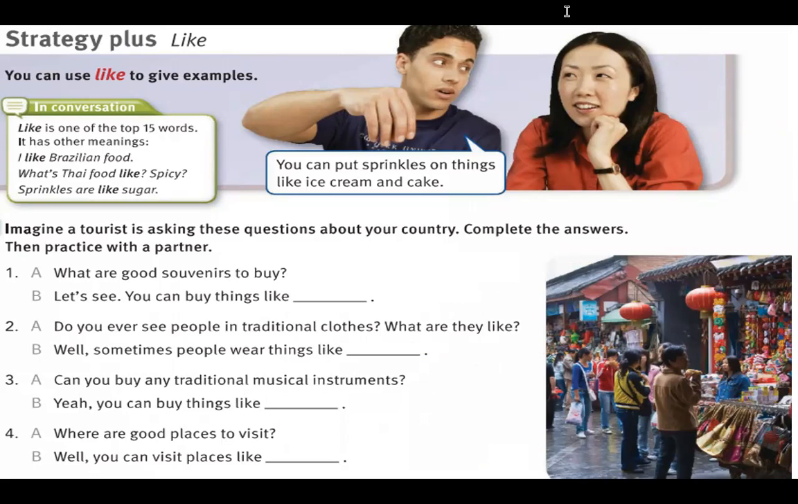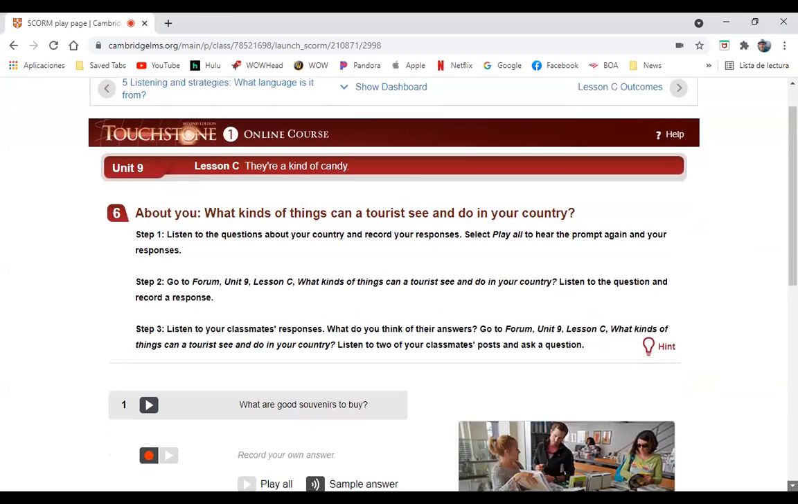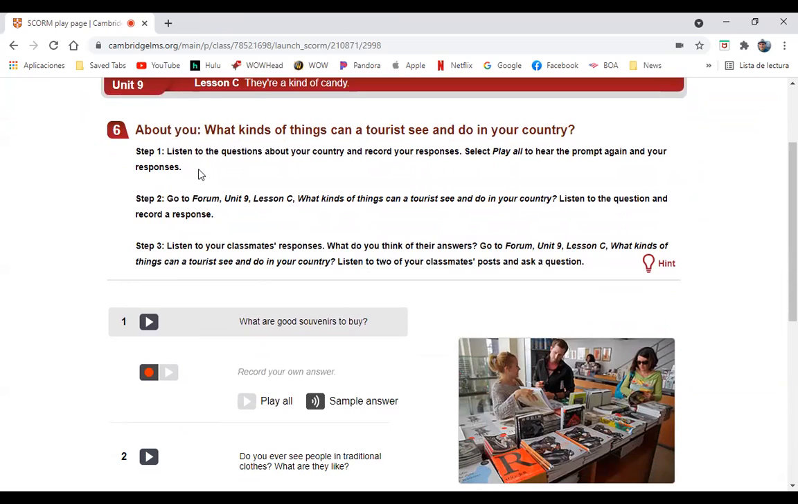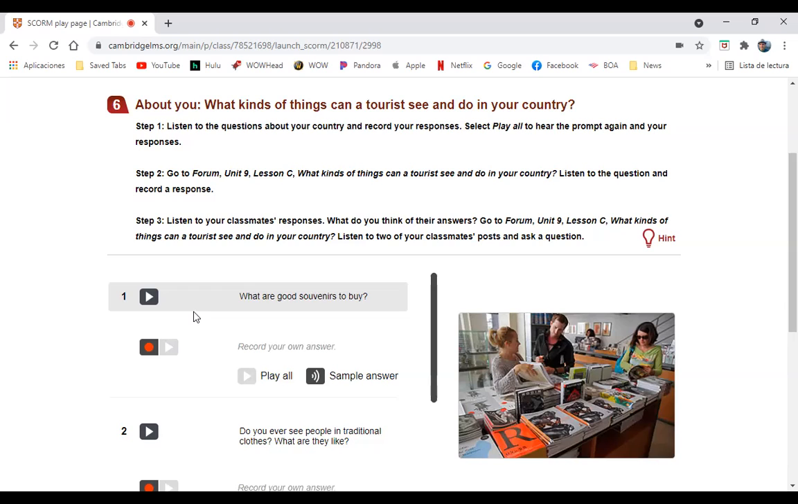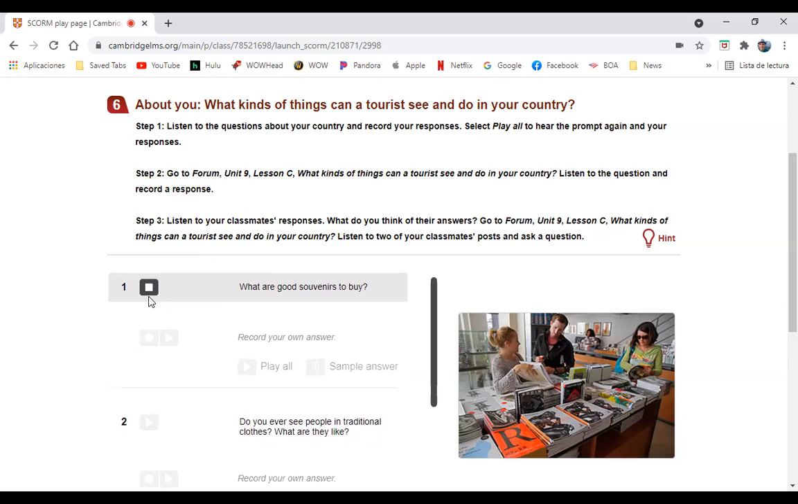Okay, let's continue with this exercise, please. This exercise you have to do yourself, in your computer, so you can check your pronunciation. You have the steps here. What kind of things can you actually see and do in your country? That's what we're doing now. What you have to do here is record your own voice. What are good souvenirs to buy? Then you have to record your answer.